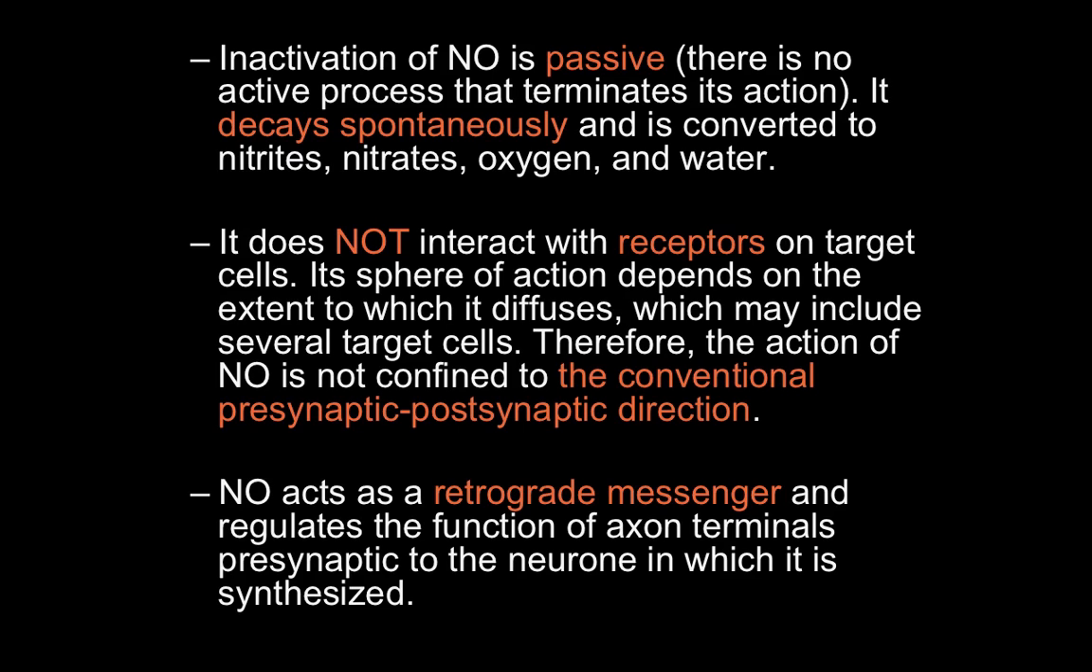Because if you look at acetylcholine, glutamate, GABA, we saw that it starts off in the presynaptic cell and then it goes over to the postsynaptic cell. That's the classical direction. What we're saying is that for nitric oxide, that's not happening. It's a totally different thing. And lastly, nitric oxide acts as a retrograde messenger and regulates the function of axon terminals presynaptic to the neuron in which it is synthesized.